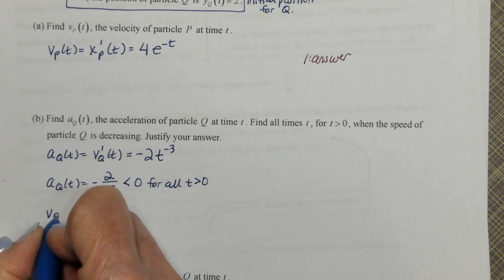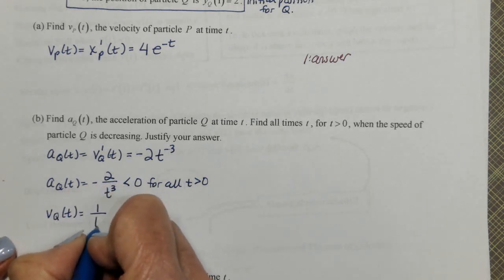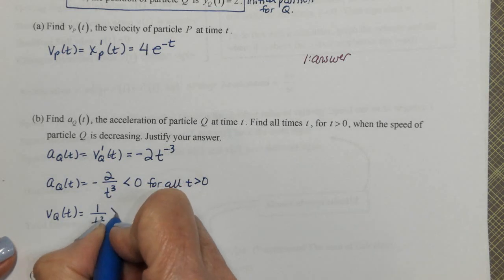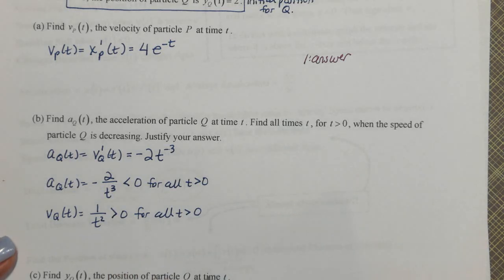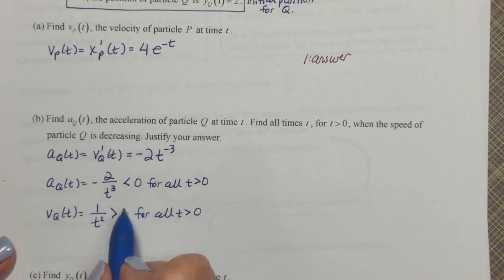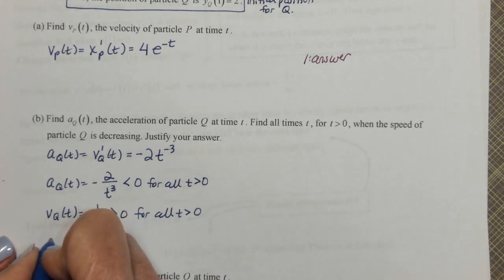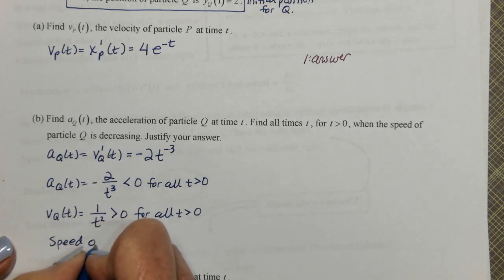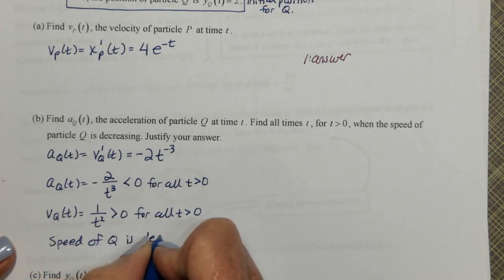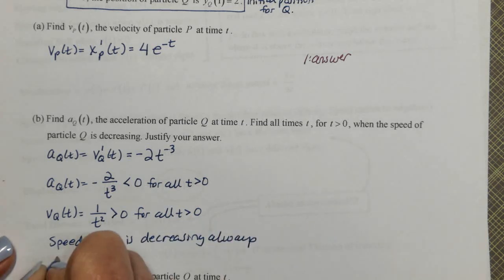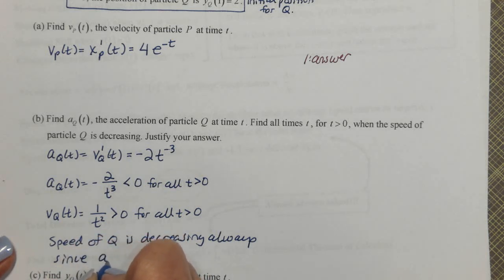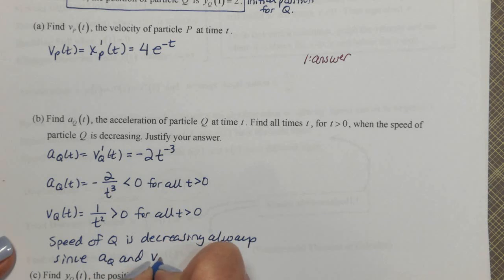The velocity of q is 1 over t squared. It is positive for all time greater than 0, anything but equal to 0. So acceleration is negative, velocity is positive. The speed of particle q is decreasing always, since acceleration of q and the velocity of q have different signs.